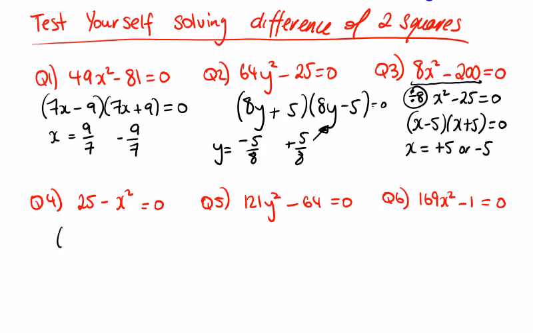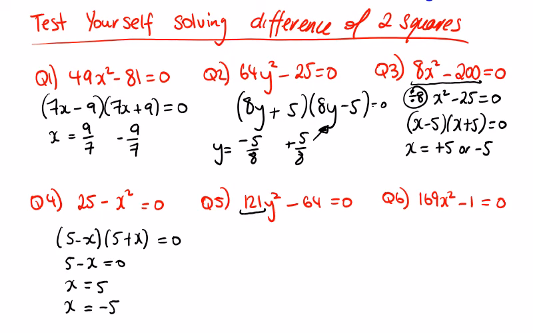Similar to this one, we're going to get 5 minus x by 5 plus x. So you can see the answers are going to be, well, if we do it long ways, 5 minus x equals 0. So x equals 5. So in the other one, x will be minus 5.